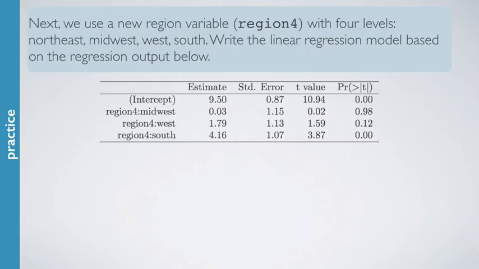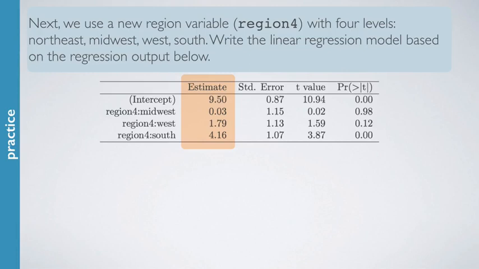Let's take a look at a new categorical variable. We're going to call this variable region 4 because it has 4 levels: Northeast, Midwest, West, and South. So we've gone through our data set and identified each one of the states to be either in the Northeast, the Midwest, the West, or the South. We want to write the linear regression model based on the regression output below. Remember that to write the regression model, all we need are the slope and intercept estimates. So we're only going to be focusing on values that come from the estimate column in the regression output.